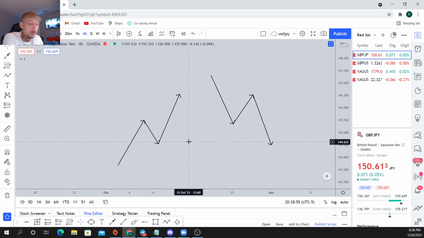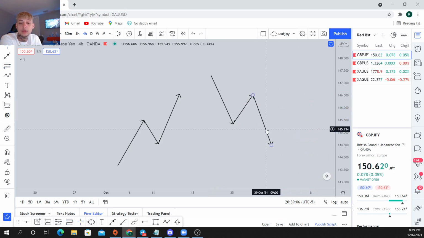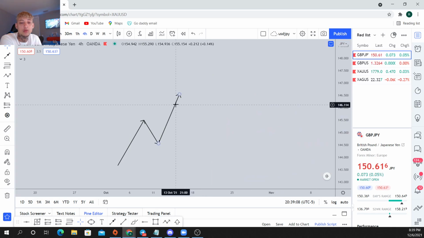Now, in a bearish market, it's the opposite, right? You're going to go from your previous lower high, which is your point A, to the lower low, which is your point B, right? And all we're simply doing is measuring the retracement.